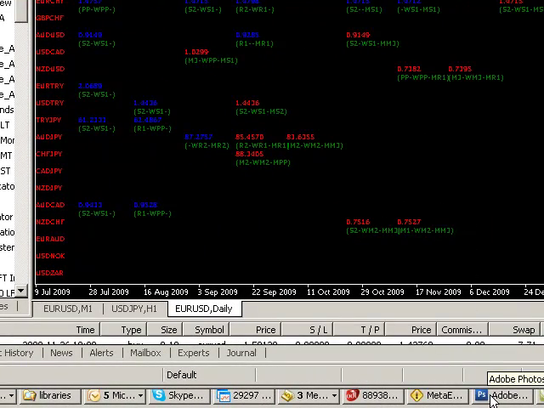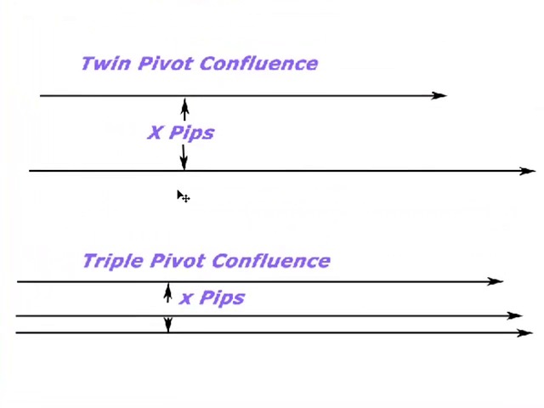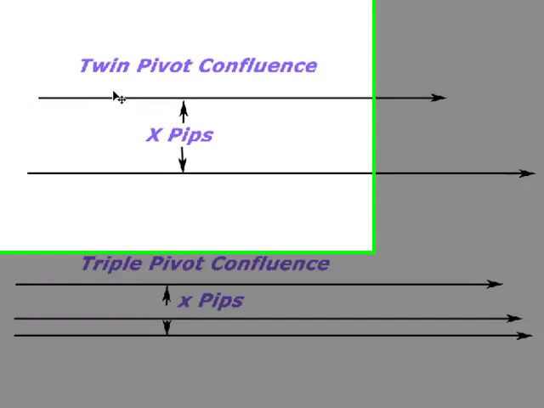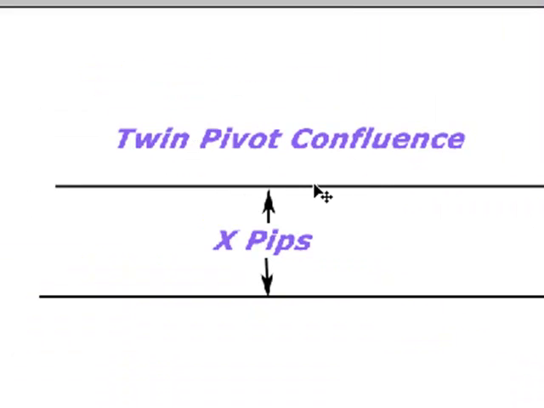By pivot confluences, what we're talking about here is twin pivot confluences, where two pivot levels, either a daily pivot and a monthly pivot, or a monthly pivot and a weekly pivot, or any combination of daily, weekly or monthly pivots, any two are within a defined pip threshold. So for example, you may have a central daily pivot within, say, 10 pips of a weekly R1 pivot level.